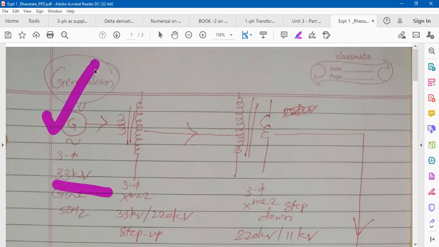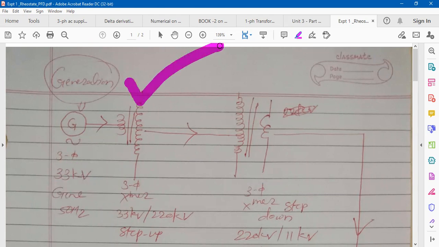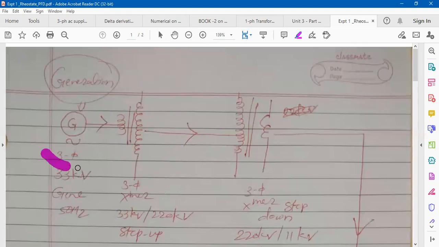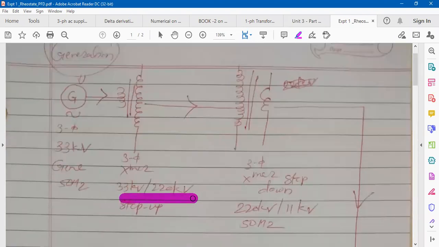So this one is the generating station. Next to it is a major substation where the transformer is a major device. In the generating station, the generator is a major device. So a transformer is used. Suppose it is going to step it up to 220 kV. So now the current on primary will be more, or the current on secondary will be more, of this 3-phase transformer.